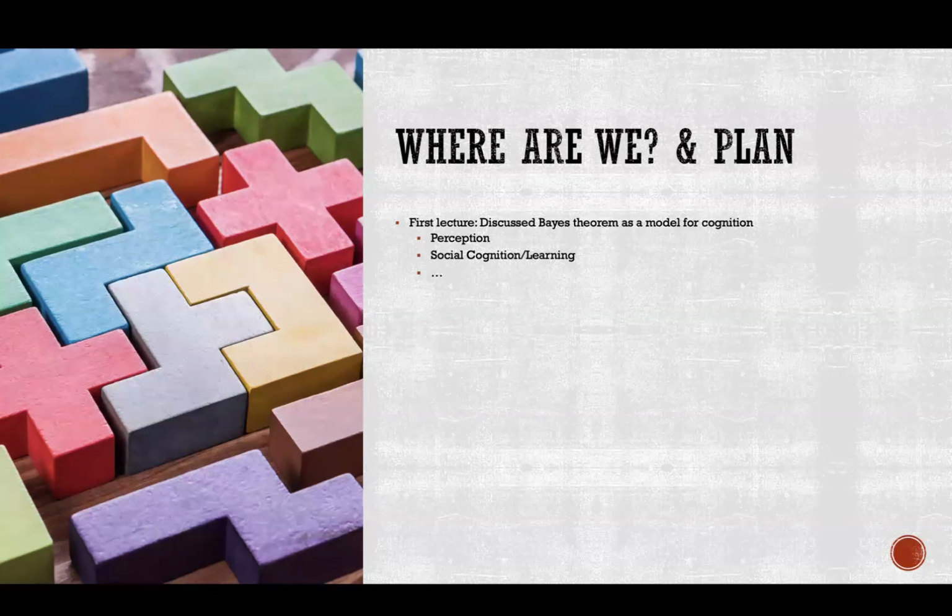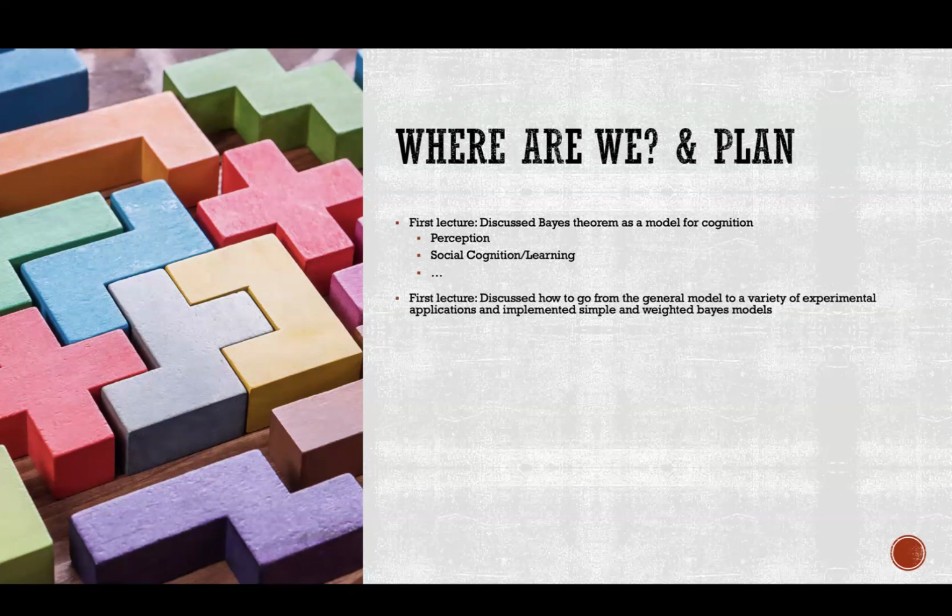Where are we? We are towards the end of our module on Bayesian models of cognition implemented with Bayesian tools. In the first lecture of this module, we discussed Bayes' theorem as a model for cognition, as applied to perception, decision-making, social cognition, learning, and so on. And we went from the general model of the simple and weighted Bayes' theorem to a variety of experimental applications, and we started implementing them.